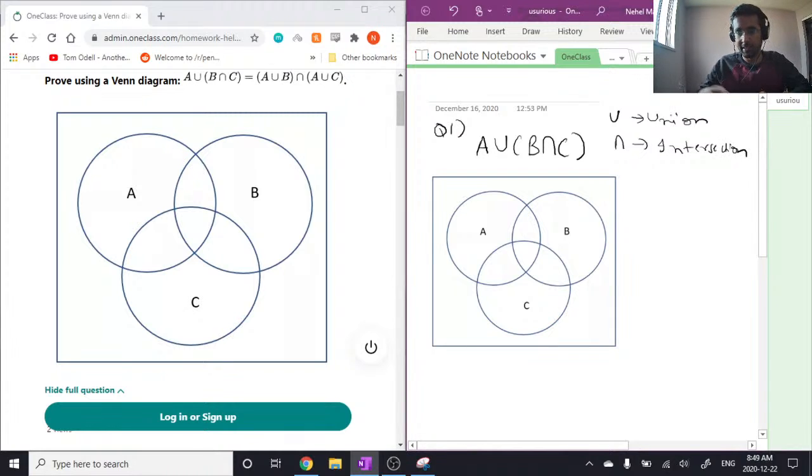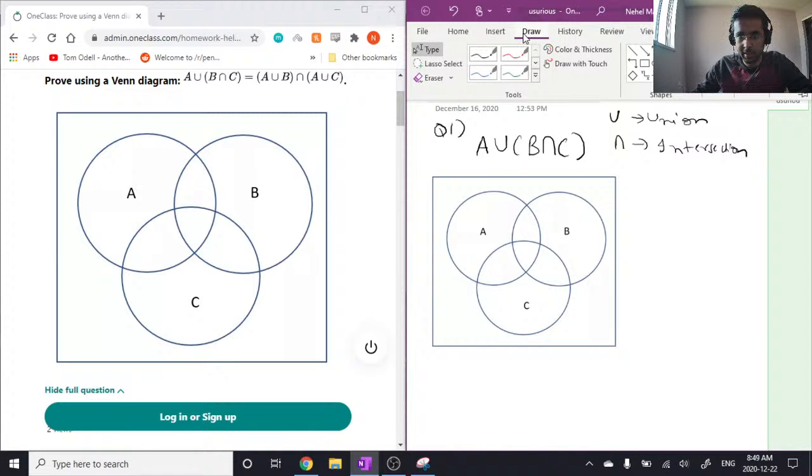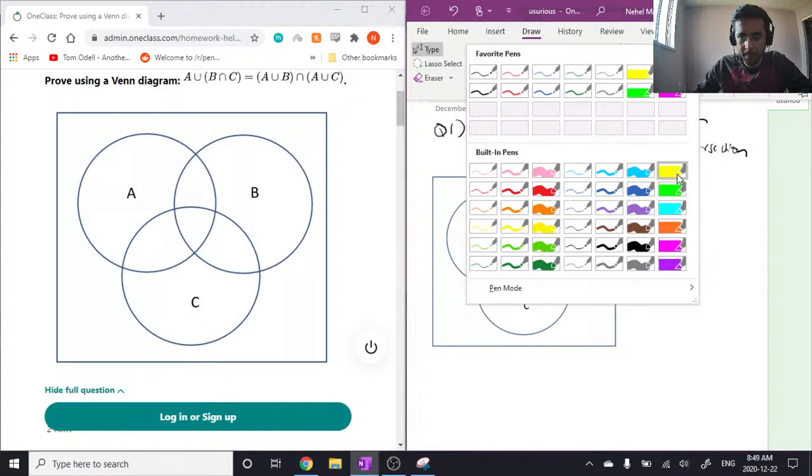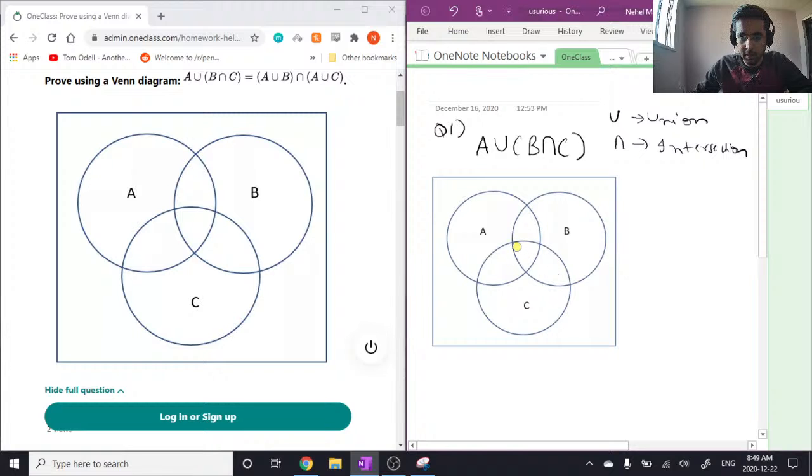Okay, so we're given three sets here, A, B, and C, and they have some overlap, so they have some intersections, and we need to find this area, A union of B intersection C. So we'll start off with the term in the bracket, which is B intersection C, and we'll try to identify that. This set here is the B set, and this is the C set. Their intersection will be everything which is common between the two. So their intersection would actually be all of this portion.